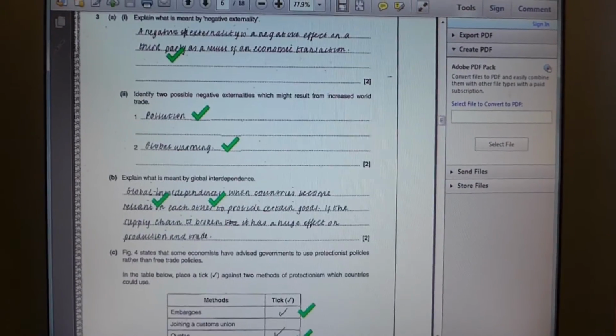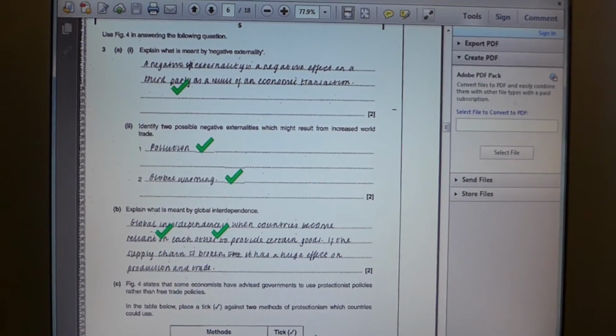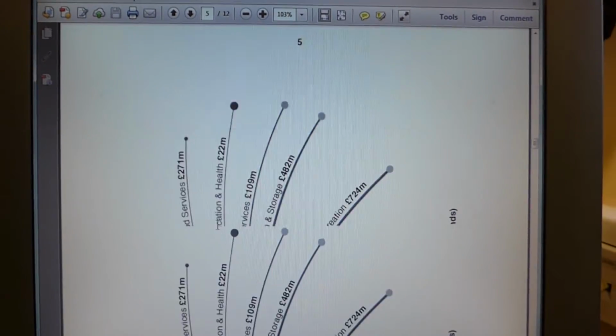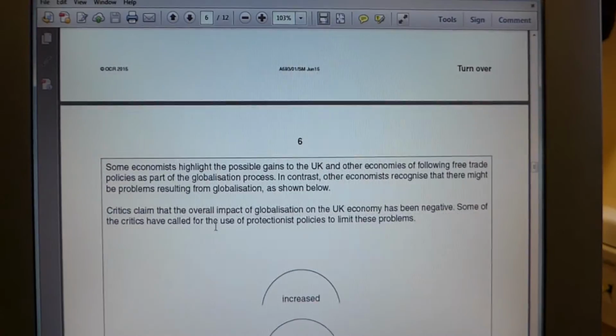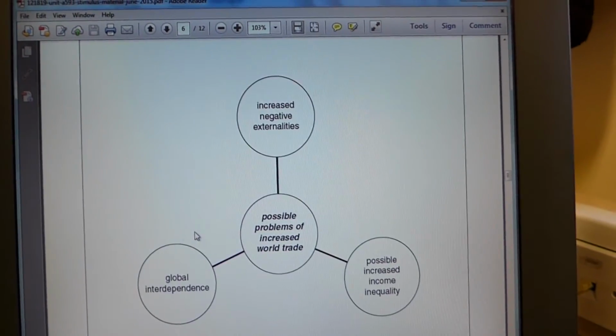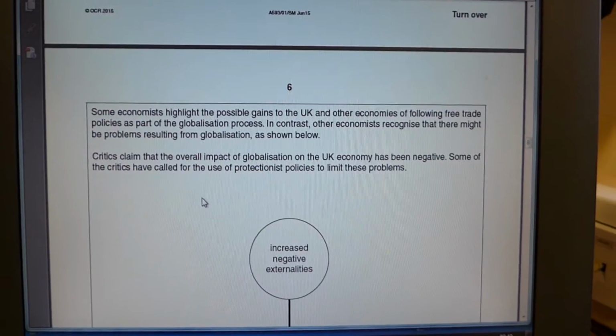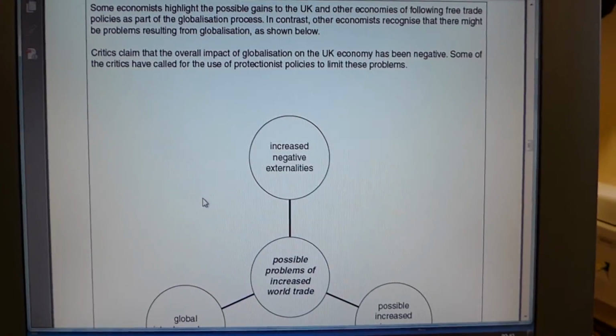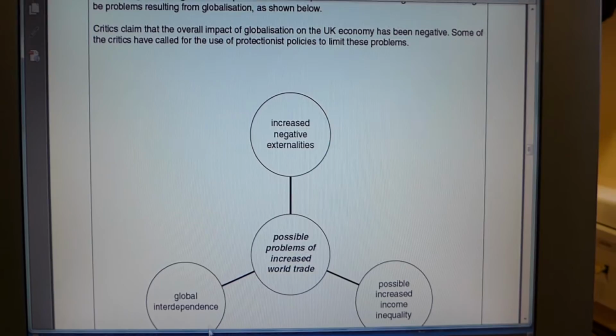Next question. So now we're on to figure 4. Let's pull up figure 4 on our stimulus material. So this is figure 4, I think. Yeah. So this is talking about globalization and some of the problems associated with globalization.